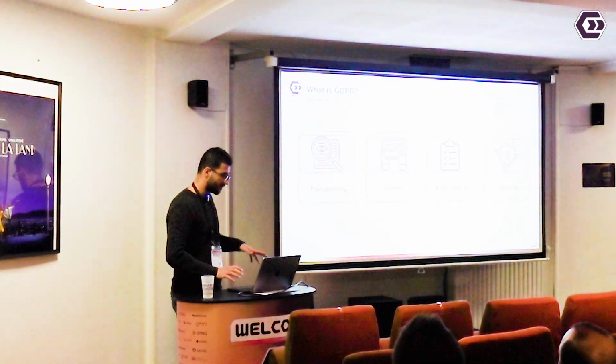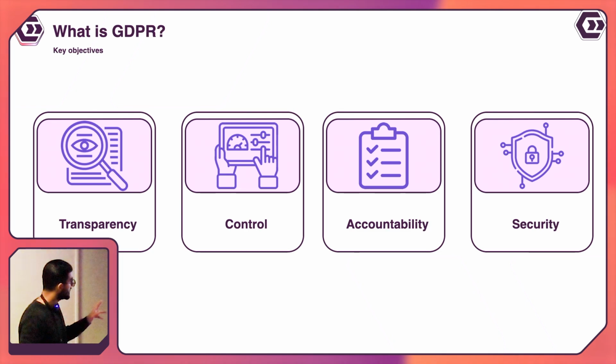GDPR focuses on 4 main objectives. Transparency by ensuring individuals understand how their data is collected, used, and shared. Control by giving individuals more control over their personal data. Accountability by holding organizations responsible for protecting personal data. And security by implementing measures to safeguard sensitive information.